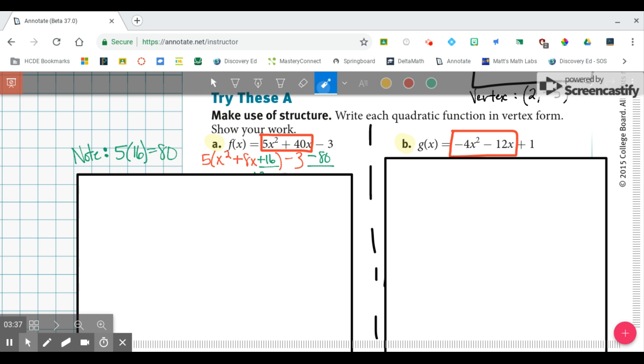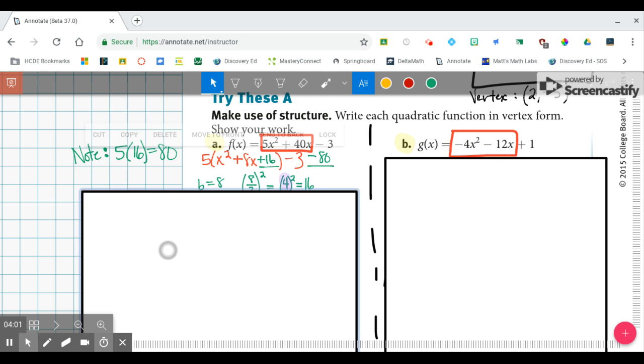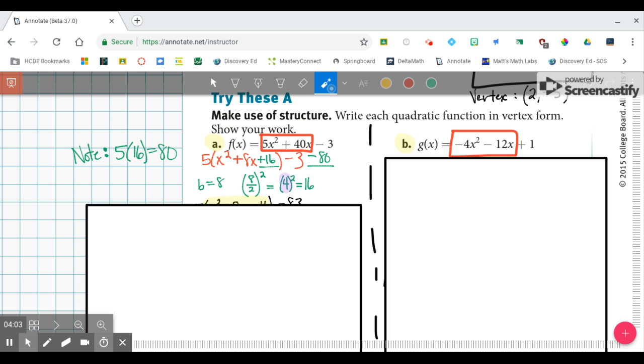The first thing we need to do here is start with the standard form. We need to look at those first two terms, the x squared and the x, and divide by the leading coefficient. In this problem, the leading coefficient is the number in front of your x squared, which is 5. So we need to divide both of these terms by 5. 5x squared divided by 5 is x squared. 40x divided by 5 is 8x. Now, your b value is 8, so you need to complete the square on this. You need to do 8 over 2 and square it, which is 4 squared, 16.